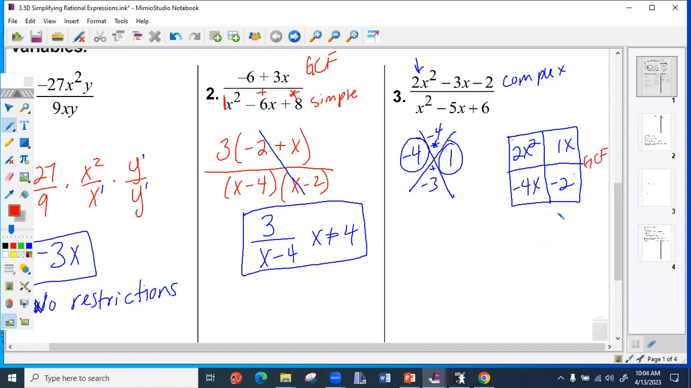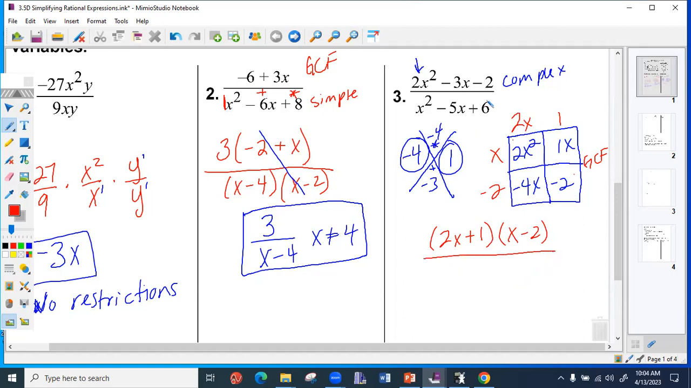Now, all you're doing is GCF. What is the greatest common factor here? 1x. What is the greatest common factor here? -2. What is the greatest common factor here? 2x. What is the greatest common factor here? 1. So your factors for your numerator are 2x plus 1 over x minus 2.